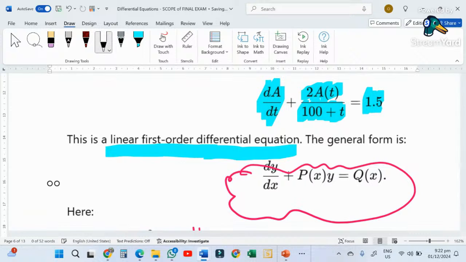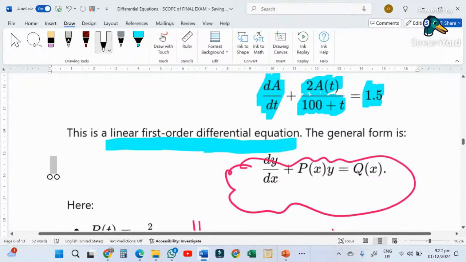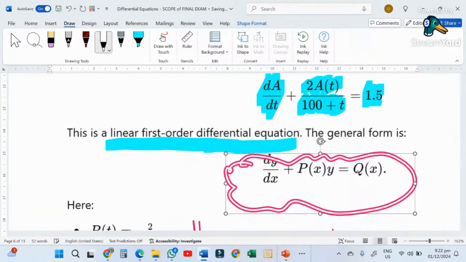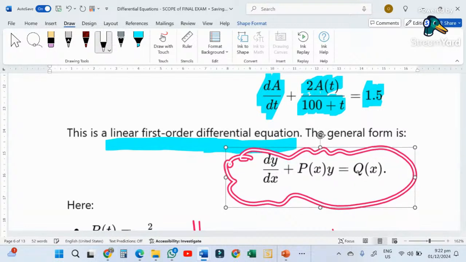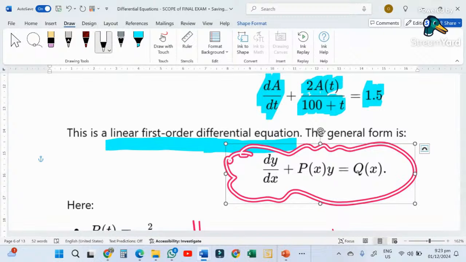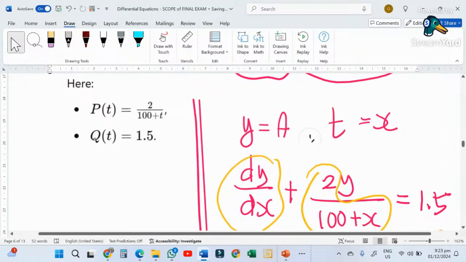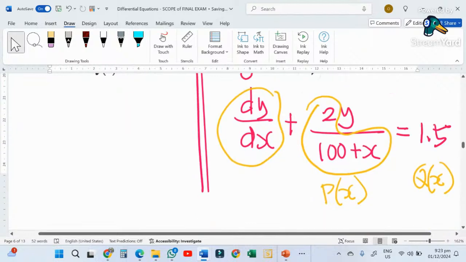There. So this is now the general form of our differential equation with respect to t. If you're going to look at it, it follows a linear differential equation, which states that dy over dx plus p of x times y is equal to q of x. So I made a comparison in this, that if our y is our A and t is equal to x, then dy over dx plus 2y over 100 plus x is equal to 1.5, thereby saying that the 2 over 100 plus x is your p of x and that 1.5 is your q of x, as you can see from here.